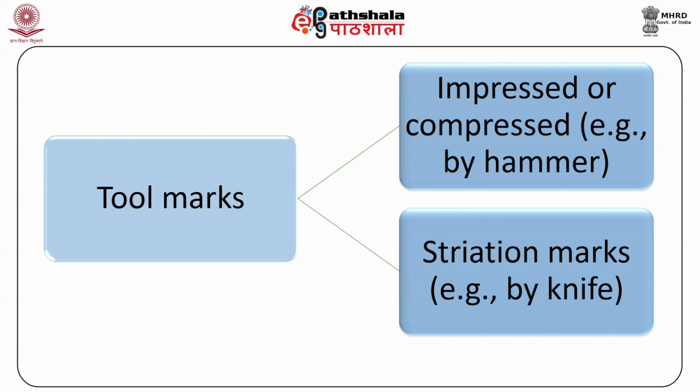The class characteristics can suggest the type of tool used to produce the mark. The individual characteristics, if present, can be used to identify the tool with the mark.